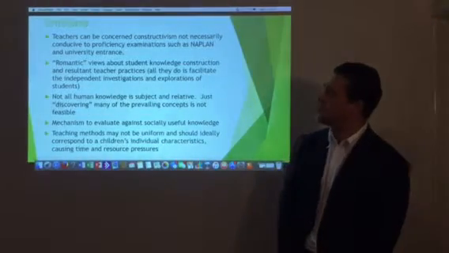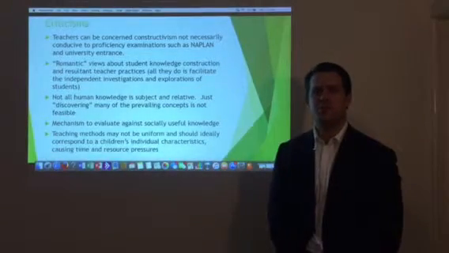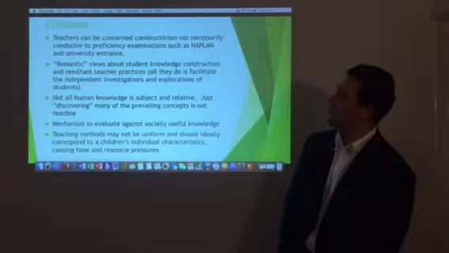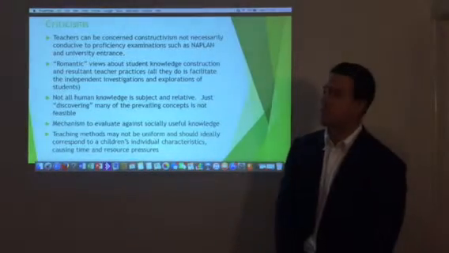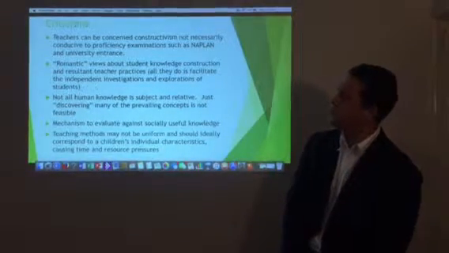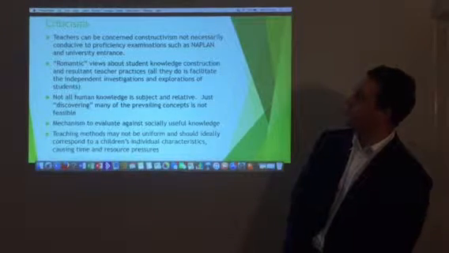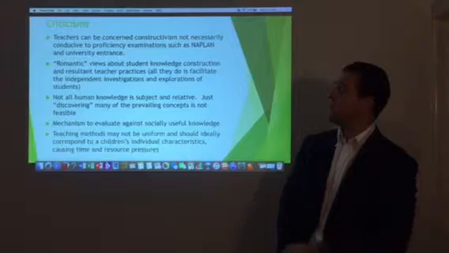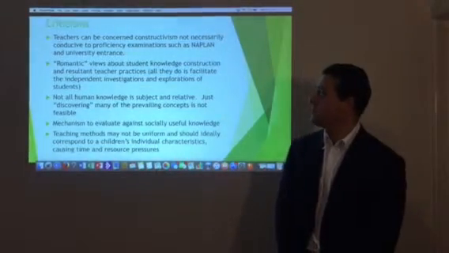The theory is not without its criticisms. Teachers can be concerned that constructivism is not necessarily conducive to some of the proficiency exams, such as NAPLAN and the university entrance. We've seen the reading wars and so forth in Australia. There are romantic views about student knowledge construction and resulting teacher practices. All they do is facilitate independent investigations and explorations of students.